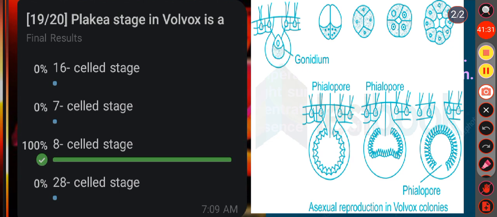We know the reproductive cells at the back of the colony of the Volvox enlarge and become gonidium. The gonidium becomes rounded and loses its flagella and eye spot. Then the gonidia undergo 3 successive divisions to form a curved plate-like structure of 8 cells, and this stage is called the plakea stage. So the plakea stage is the name given to the curved plate-like structure of 8 cells in the asexual reproduction of Volvox.